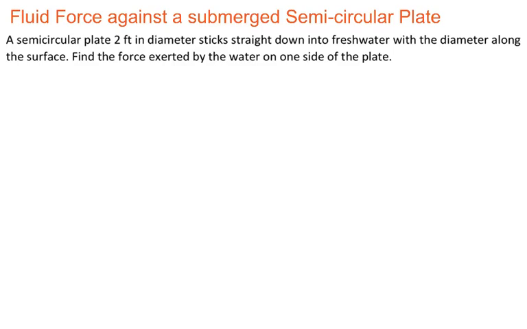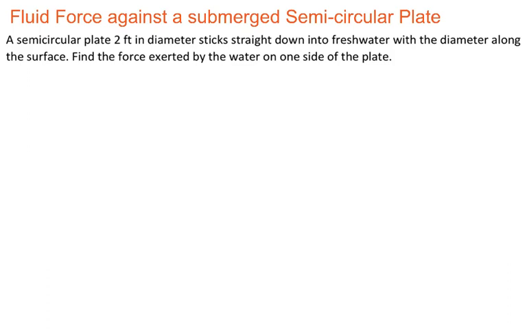In this video, we're going to do another fluid force example. So we have a submerged semicircular plate. A semicircular plate, 2 feet in diameter, sticks straight down into fresh water with the diameter along the surface. Find the force exerted by the water on one side of the plate.